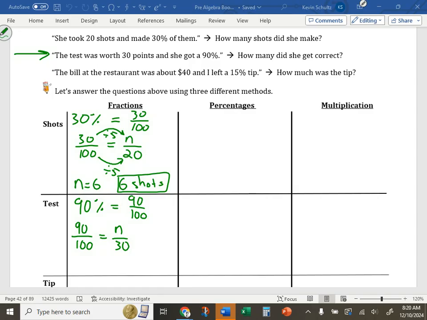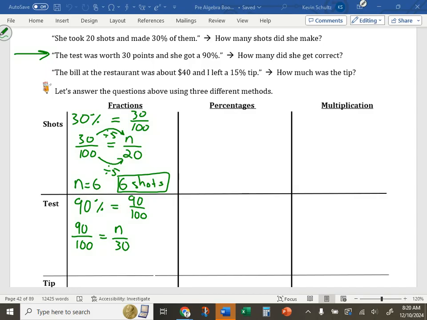Anybody? I heard someone say the correct answer over here, so someone did something to get it right. 27. But how did you get it? Okay. So 27 is the correct answer here. If you got 27, you got the right answer. I want to know how you did it to help others. Anybody willing to share?